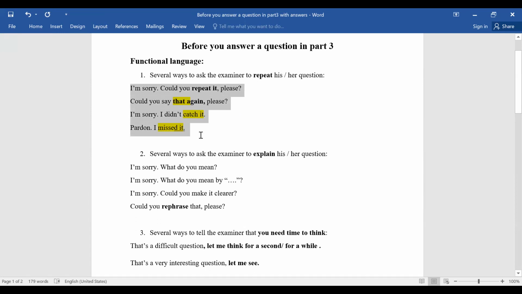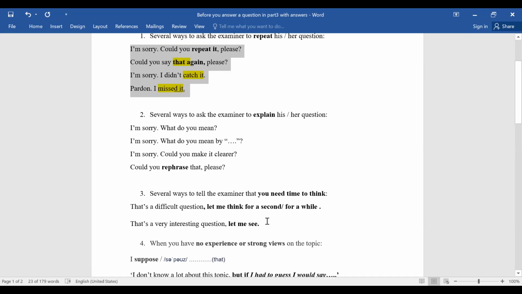But sometimes you don't understand a question because there are several words in the questions, and if you just ask him to repeat it, it may not work, right? You need to ask him or her to explain the question for you. These are several ways. Okay, I need your help.